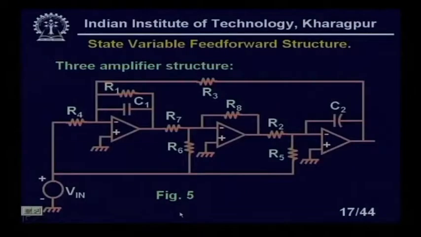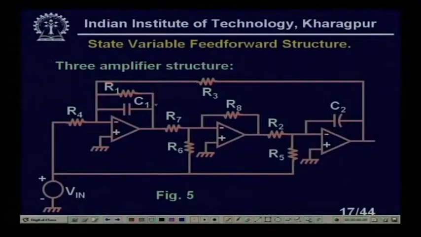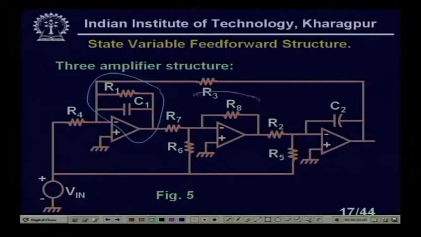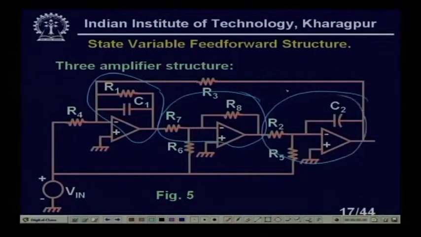That type of structure is basically the state variable feed forward structure. Let us look at the three amplifier structure. You see that we need three amplifiers. Why is it called feed forward? You see there is a feedback, there is no doubt, the state variable structure. I have a lossy integrator. This is a lossy integrator, right. This is an inverter, simple inverter, and this is another integrator, is it not?